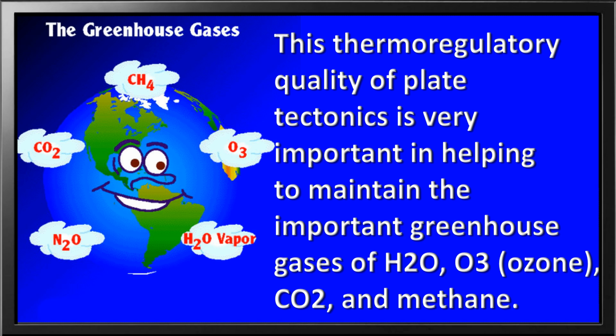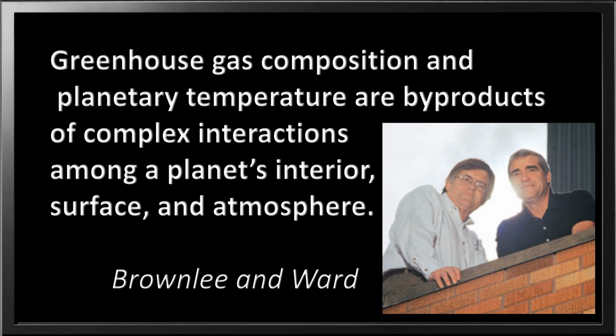The temperature of our planet is very much dependent on this. It's critical that we have this interplay between plate tectonics and helping maintain important greenhouse gases like water, ozone, losing our ozone layer, you heard of that, CO2, and methane. Greenhouse gas composition and thus planetary temperature are byproducts of complex interactions among a planet's interior, surface, and atmosphere. That's Brownlee and Ward from Rare Earth. And these are not creationists.